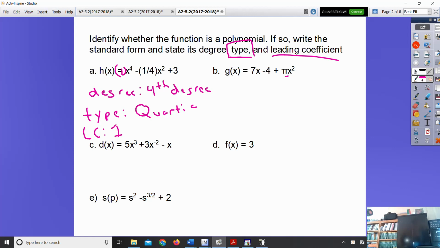We also decided that example B, even though it looks kind of funky, is a polynomial. Is it in standard form? No. What would it look like in standard form? 5x squared plus 7x minus 4. I'm okay with that. What's its degree? Second. What's its type? How do we classify it?